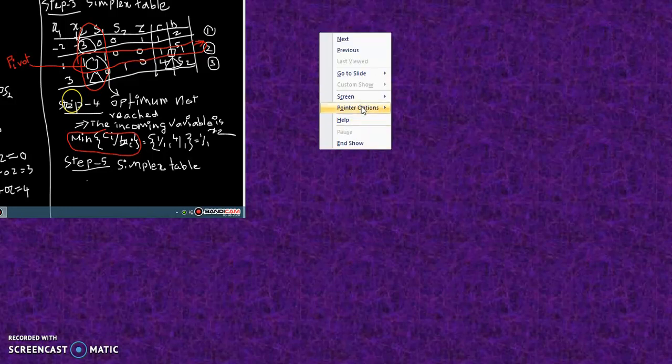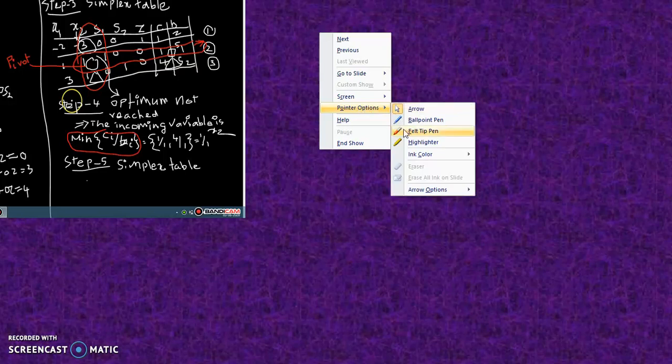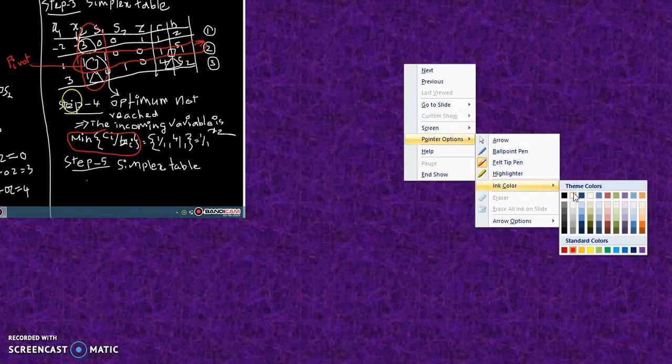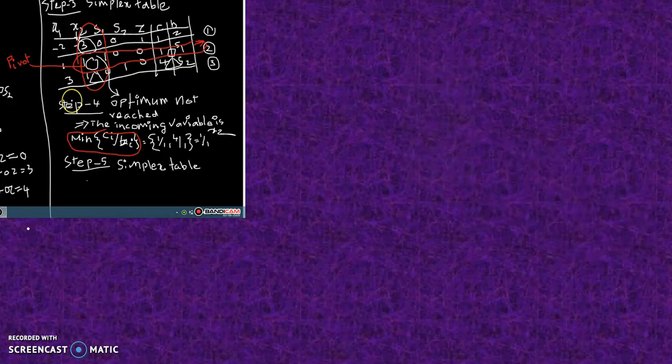LPP by simplex method, we have to solve it here. Now, let me take that problem and I will solve it. Up to now what we have seen, step number 5 is the next simplex table.